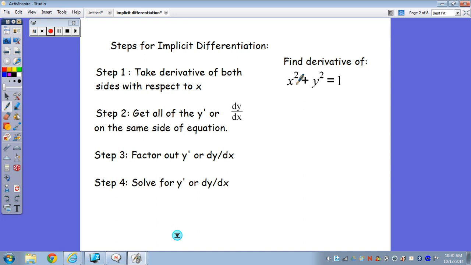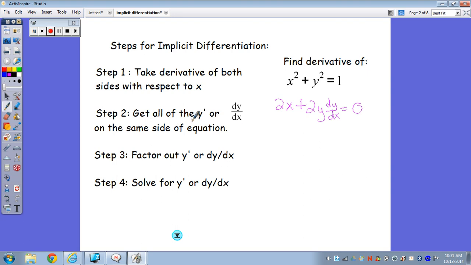So I'm going to take the derivative of x squared, which is 2x. Because we're with respect to x, we don't need to put dx over dx or x prime, because it's just 1. Then plus the derivative of y squared, which is 2y, and then we put y prime or dy dx. I'm just going to put dy dx for now. That is equal to the derivative of 1, which is 0 because it's a constant. So that's our step 1.